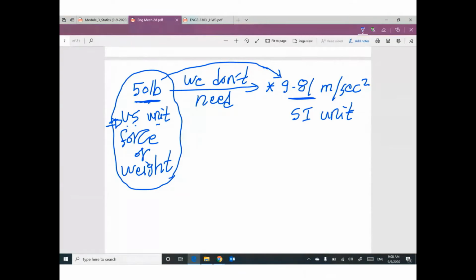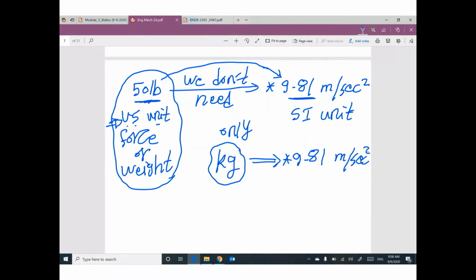But if the given weight is in kilogram only, you need to multiply it by 9.81 meter per second square. This one is SI unit and this one is SI unit. That makes sense. So I can multiply this number in kilogram by this number in meter per second square. The final number will be in Newton. And Newton is a unit for force and weight.